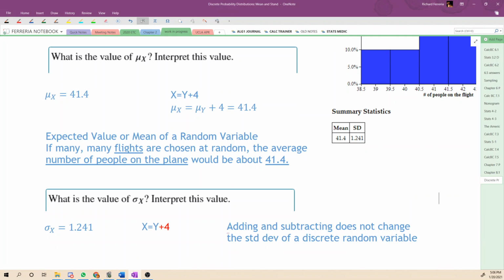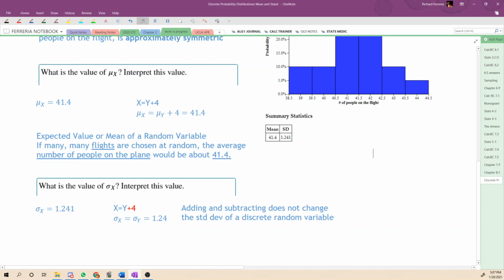So if I need to find sigma x, well, that's just going to be the same as sigma y, because the 4 isn't going to change the standard deviation. So if nothing's going to change the standard deviation, then it's going to stay the same. Now the problem gave the standard deviation as 1.24, so we'll just keep it at 1.24 just to match the way that this problem goes.